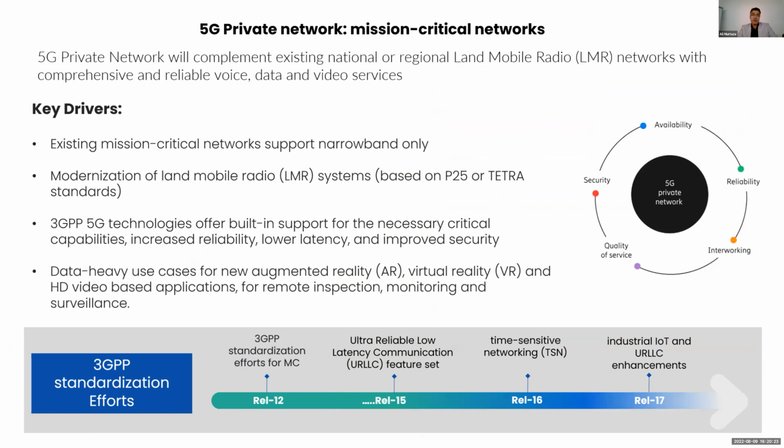Another potential market for 5G private network is mission critical networks in the public safety domain. The reason why 5G private networks are a strong contender for these mission critical networks is that the existing networks are narrowband. The mission critical systems are mainly based on P25 or Tetra, and they require modernization. The use cases we have seen in the public safety domain are no longer associated with just narrowband or just voice communication. So 3GPP was well positioned for this opportunity and was targeting it.